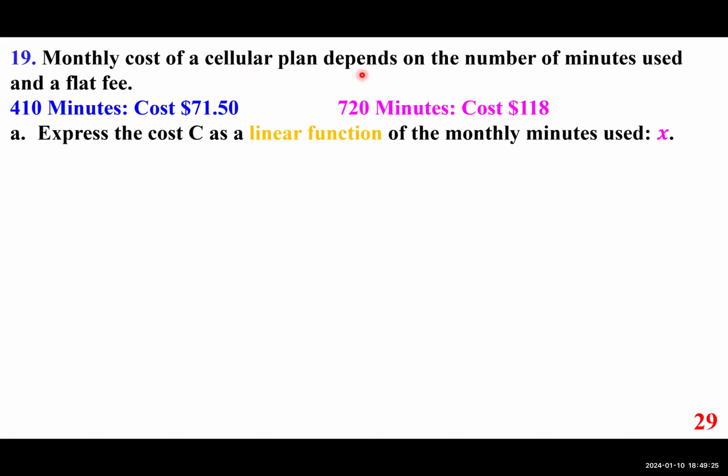The monthly cost of a cellular plan depends on the number of minutes used and a flat fee. 410 minutes is going to cost $71.50. 720 minutes will cost $118. Express the cost C as a linear function of the monthly minutes used x. So we are going to use minutes versus cost. Cost is a function of minutes, (x, C).